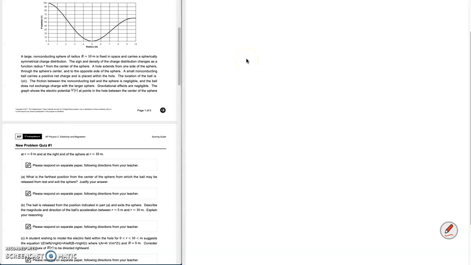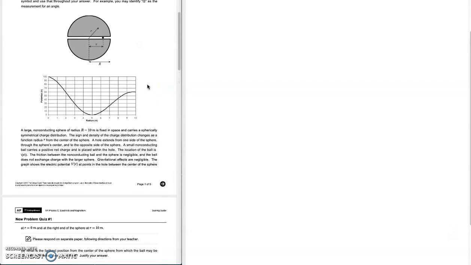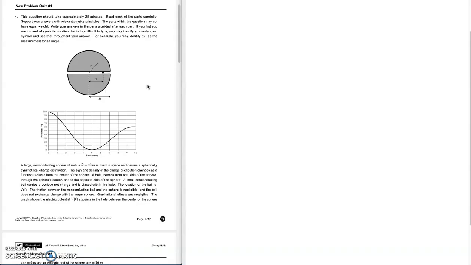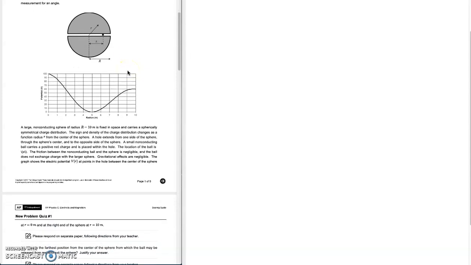All right, 2020 E&M practice problem that was invented for the spring review period. They give us a sphere of charge, and then they give us an electric potential graph that is shown as a function of position.